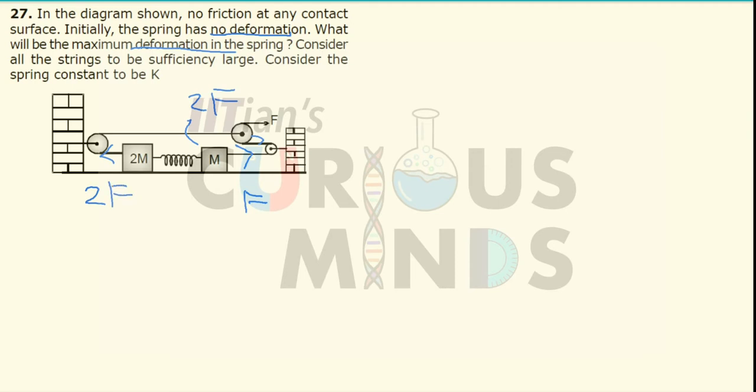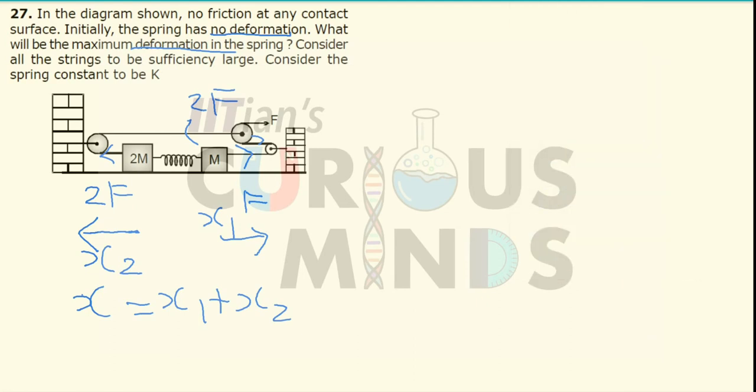Now let us say that the total force on the small m mass is F over here, and it gets extended by a distance x1. Similarly for the 2m mass, let the extension produced be x2. Now I can clearly say that if the total extension in the spring is x, it will be equal to x1 plus x2.